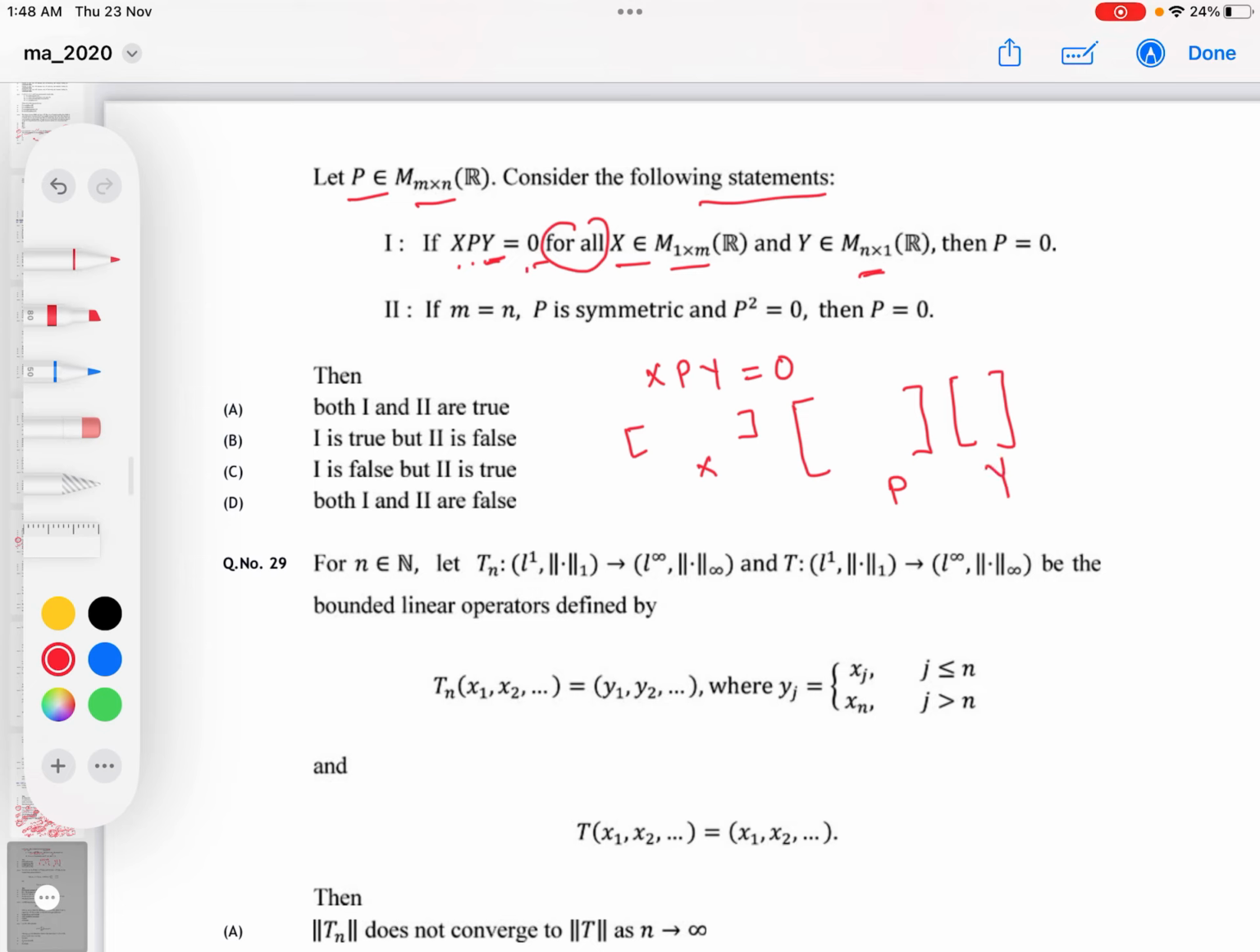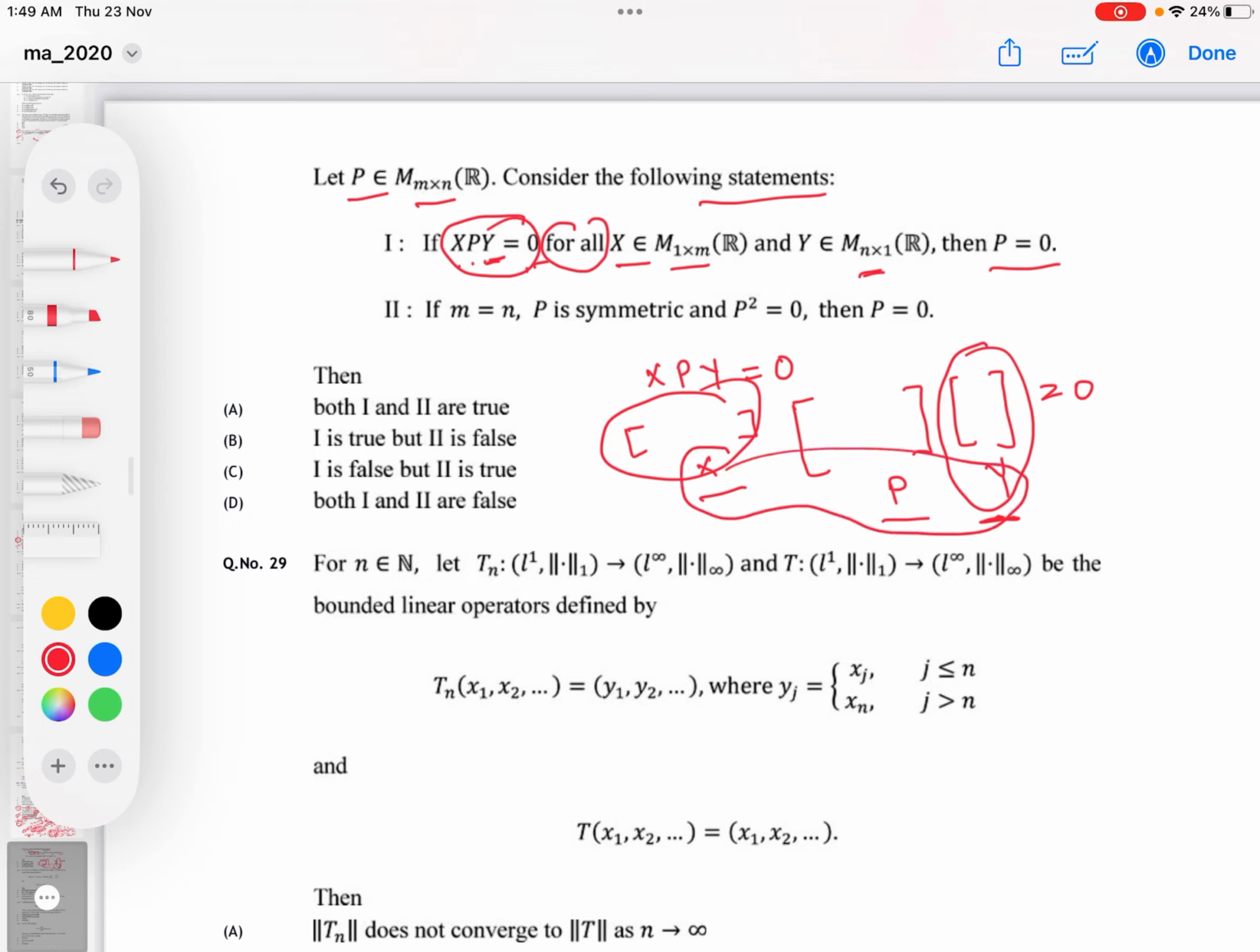Okay, so if xPy, the product of these, is equal to 0 for all x and y, then P is equal to 0. So for all x and y, that means you are free to choose any x, any y, but you will still get the product 0, right? So for all x and y, this product will be 0 only when P will be 0, right? So statement 1 is correct.